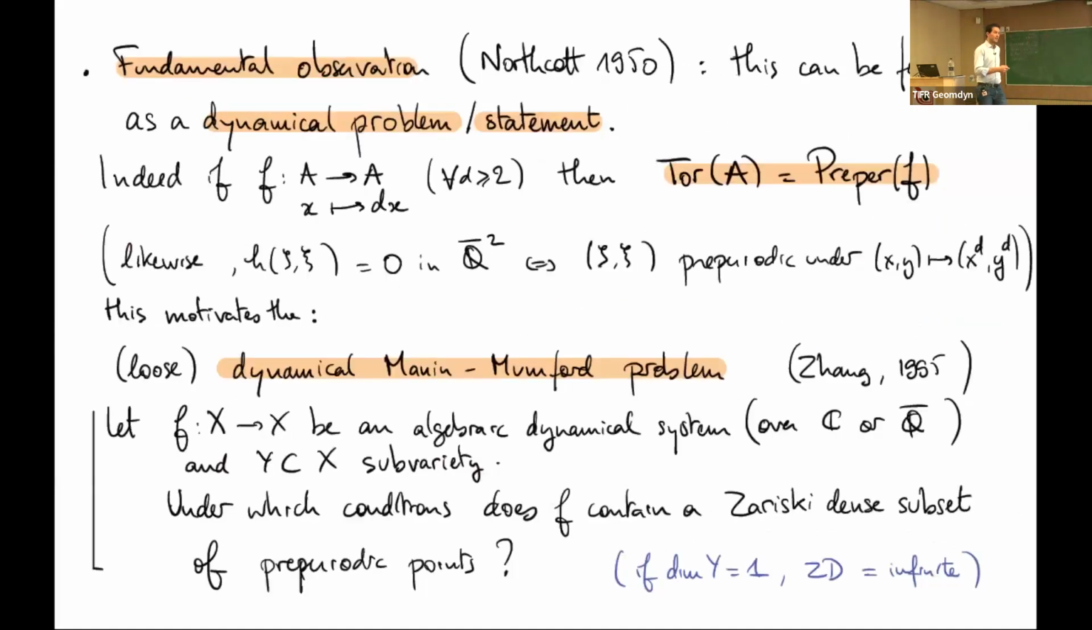So of course, when you see it like this, you want to generalize to all algebraic dynamical systems. So you can ask this dynamical Manin-Mumford question. At this stage it is just a question. Take any algebraic dynamical system, take any subvariety, and loosely stated, the question is under which conditions a subvariety which contains a Zariski-dense subset of preperiodic points must be itself preperiodic. Okay, and if you don't like the Zariski topology, just think that this subvariety is a curve, and then Zariski-dense just means infinitely many.